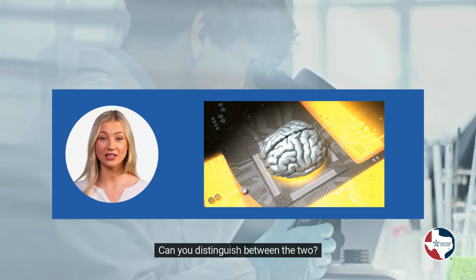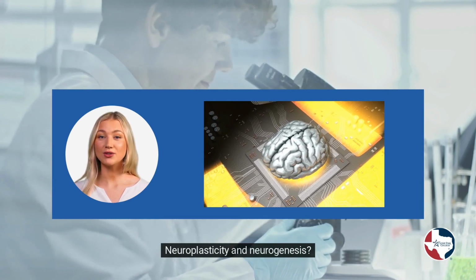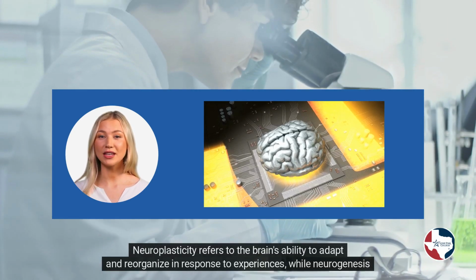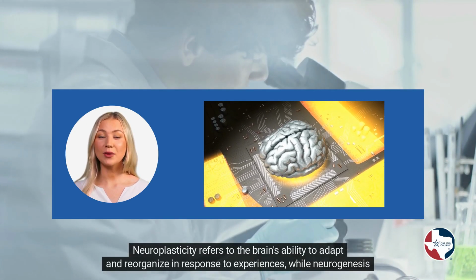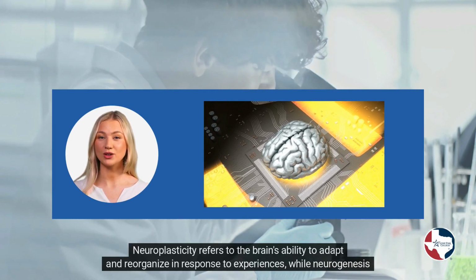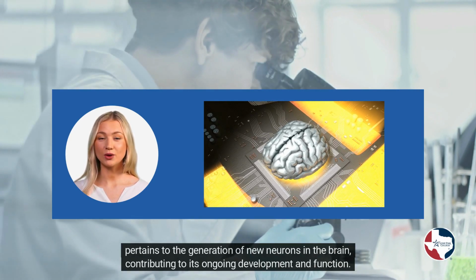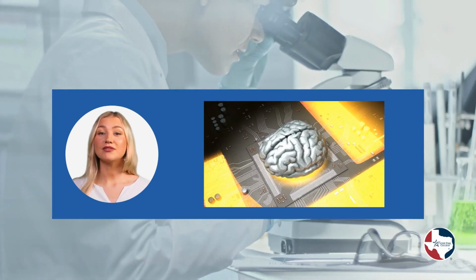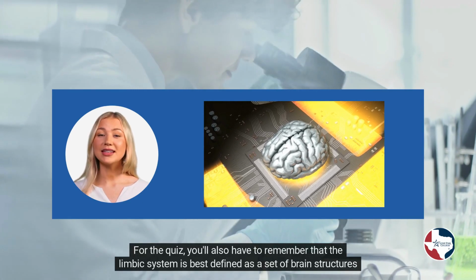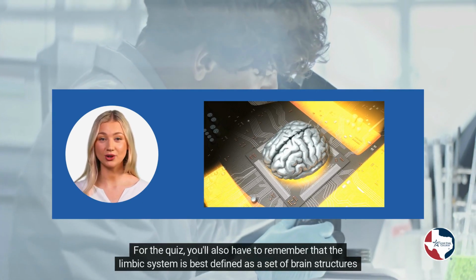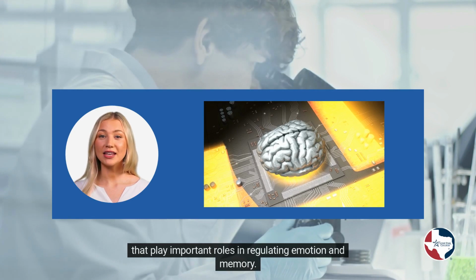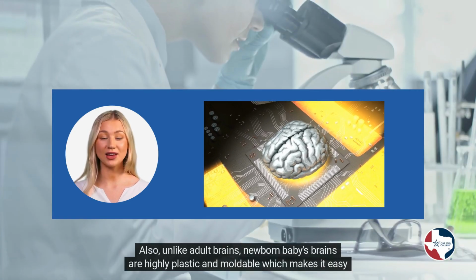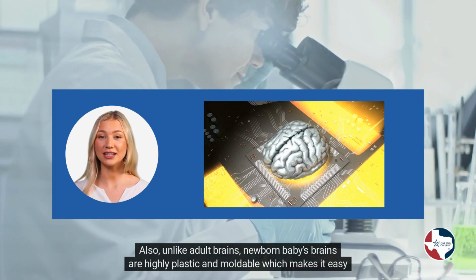Can you distinguish between the two, neuroplasticity and neurogenesis? Neuroplasticity refers to the brain's ability to adapt and reorganize in response to experiences, while neurogenesis pertains to the generation of new neurons in the brain, contributing to its ongoing development and function. For the quiz, you'll also have to remember that the limbic system is best defined as a set of brain structures that play important roles in regulating emotion and memory. Also, unlike adult brains, newborn babies' brains are highly plastic and moldable, which makes it easy to learn new things.